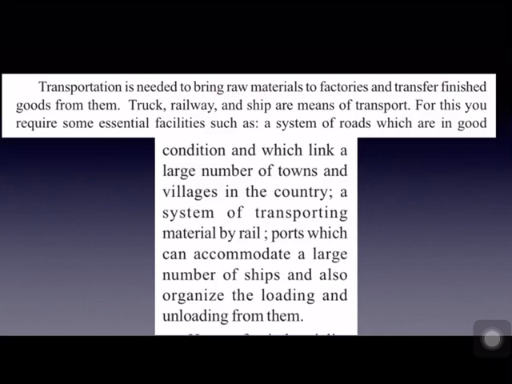What do we need for transportation? A good system of roads is needed for providing means of transport. We need a good system of roads which connect a large number of towns and cities and also villages. And ships are also the best and the cheapest means of transport.